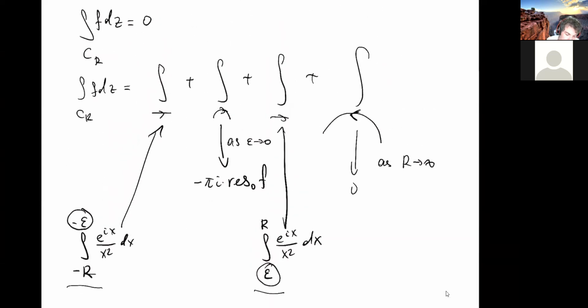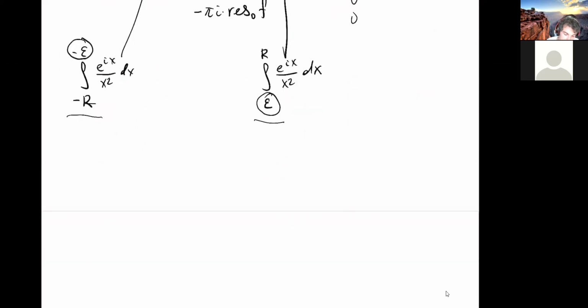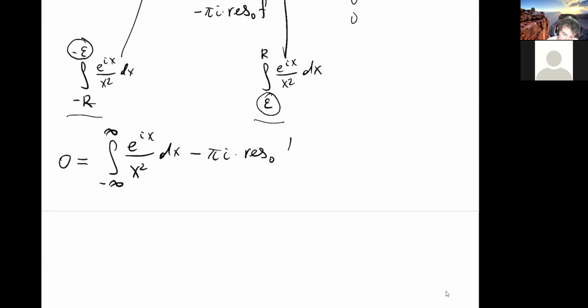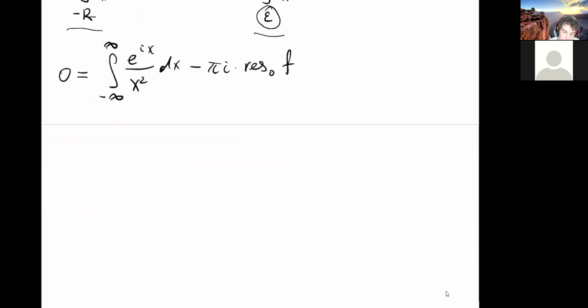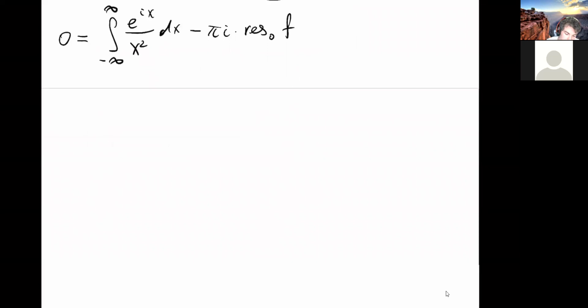And this, in the left-hand side, this is always 0. This is 0 no matter what r is. So we have 0 is equal to the integral from minus infinity to infinity e to the ix over x squared dx minus pi I times the residue of f at 0. And so this integral is just equal to pi I times the residue. So our only goal is to find the residue.